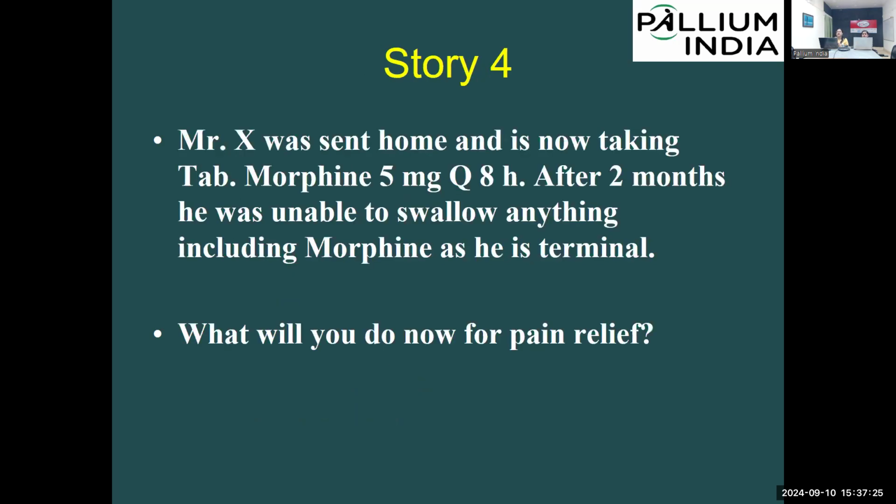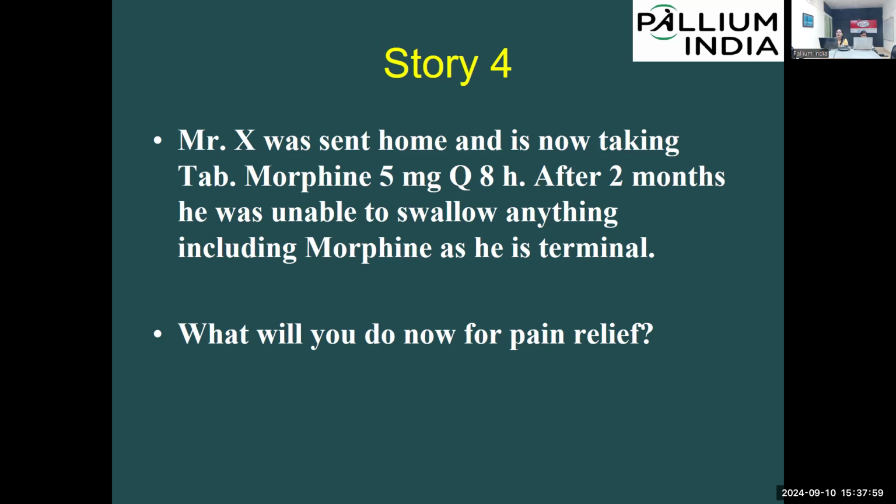Hope that is clear. So now the patient was sent home, and we have reduced the dose as well as increased the spacing. The frequency is also reduced. We have made the morphine 5 milligram 8 hourly and sent him home. But after 2 months, what happened? The patient was deteriorating and reaching his terminal stage. At this point of time, he was unable to swallow anything, including morphine.